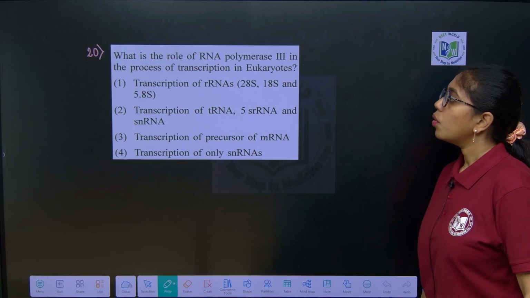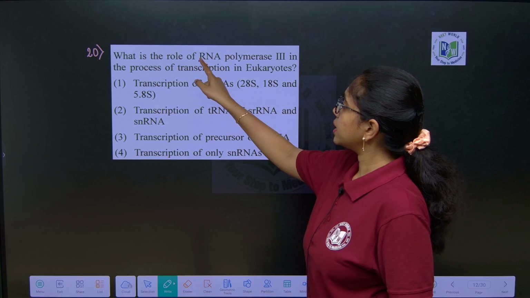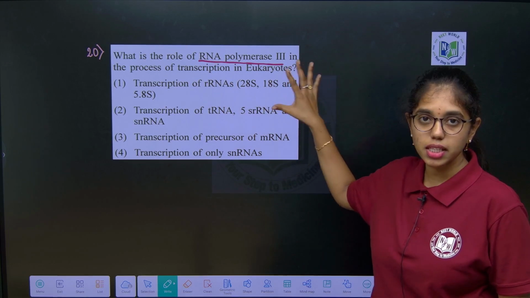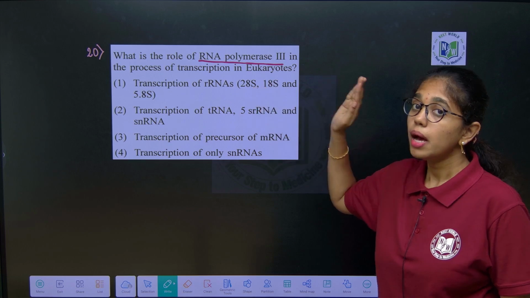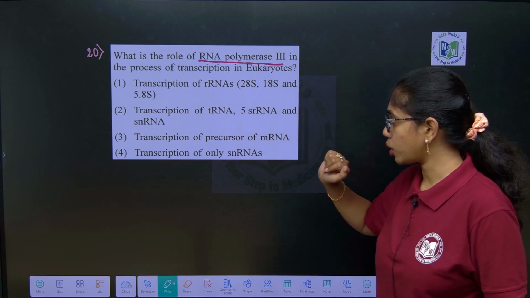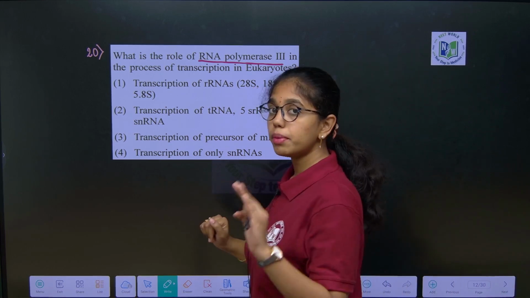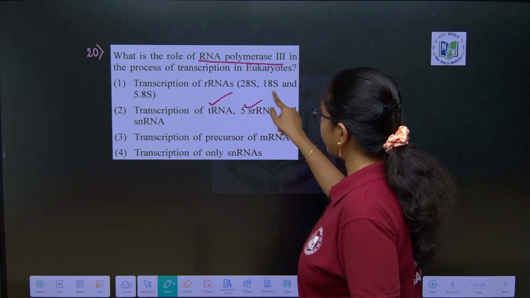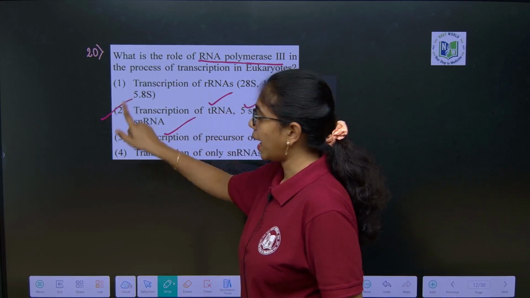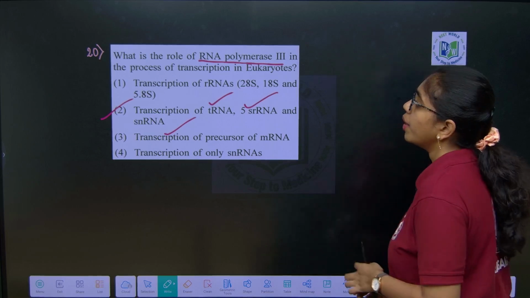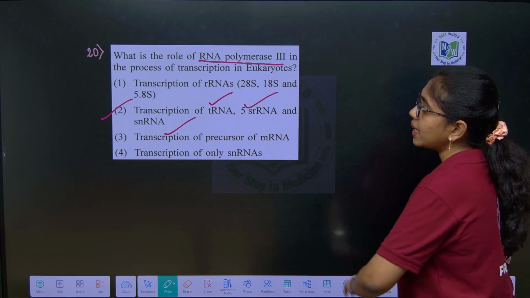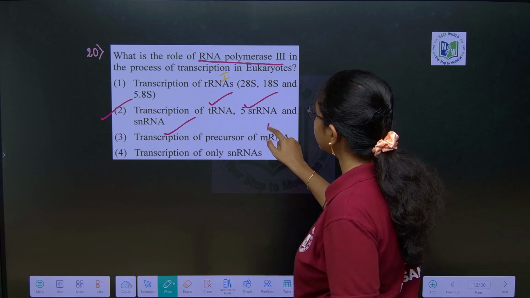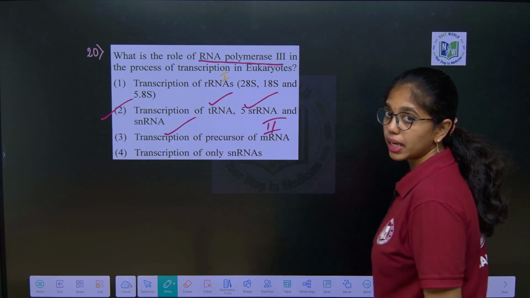Now, what is the role of RNA polymerase 3? From RNA polymerase 1, 2, 3, definitely I can see questions in successive years. Please show keen interest on that, wherein RNA polymerase 3 will synthesize tRNA, 5S rRNA and snRNA. So that is option 2. rRNA is synthesized by RNA polymerase 1. mRNA is synthesized by RNA polymerase 2.